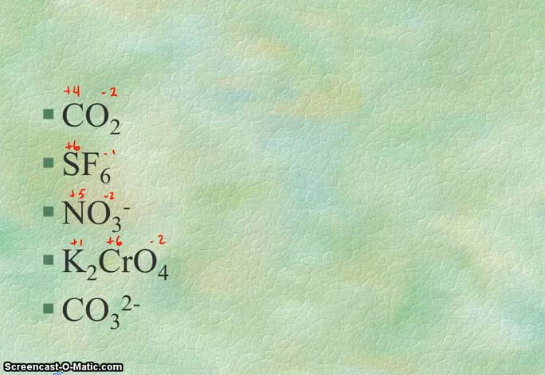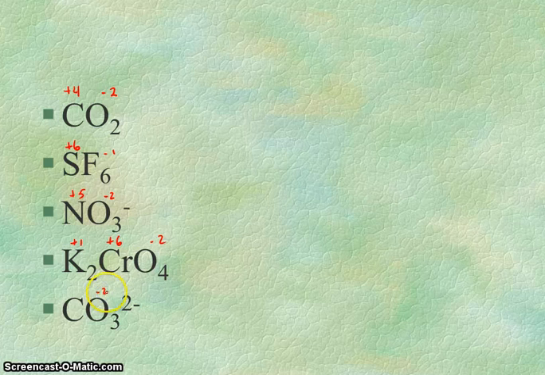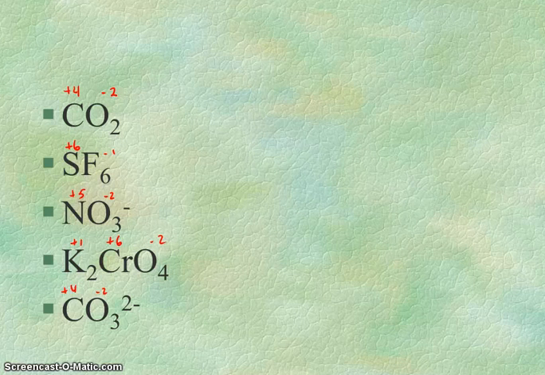So last one we'll look at is a carbonate ion. So -2 for oxygen times 3 gives us a -6. It has to add up to -2, so carbon must be a +4. A +4 and a -6 adds up to -2.